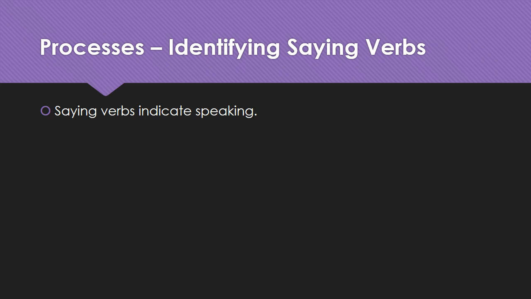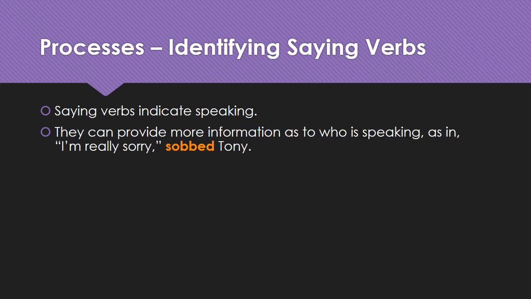As you may have already guessed, saying processes are verbs that tell us someone is speaking. They can also tell us the manner in which someone is speaking. If you look at the example here, "I'm really sorry," sobbed Tony. The word sobbed gives us more information about how Tony said the words "I'm really sorry."